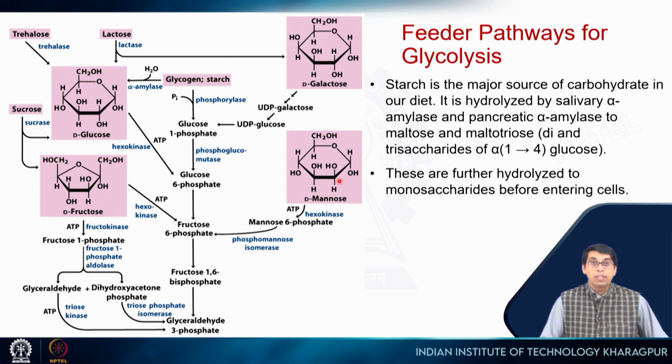If you have mannose, then that is converted to mannose 6-phosphate, and then phosphomannose isomerase will convert it into fructose 6-phosphate, and that goes into glycolysis. Fructose itself can become fructose 6-phosphate, or it can go through other pathways to form glyceraldehyde 3-phosphate. Sucrose can get converted to glucose and fructose and get into glycolysis, right? So these are all the different pathways by which these sugar molecules can get into glycolysis. These are called the feeder pathways for glycolysis.